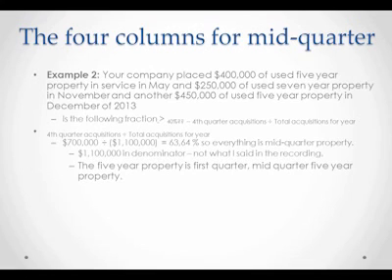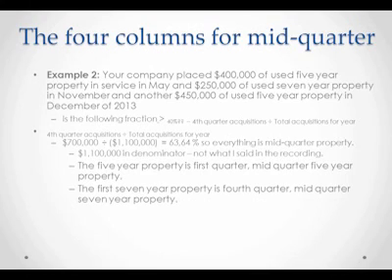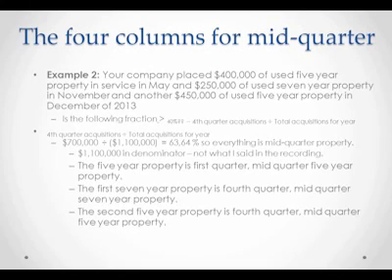And here the answer is yes, because we put 700,000 in October, November, December, and altogether we had 1,150,000. So it was 63%. So the 5-year property is first quarter, a mid-quarter 5-year property. The first 7-year property is fourth quarter, mid-quarter 7-year property. And the second 5-year property is fourth quarter, mid-quarter 5-year property.